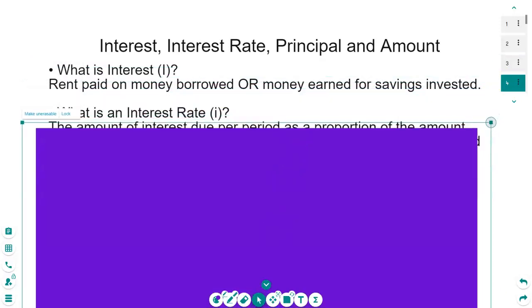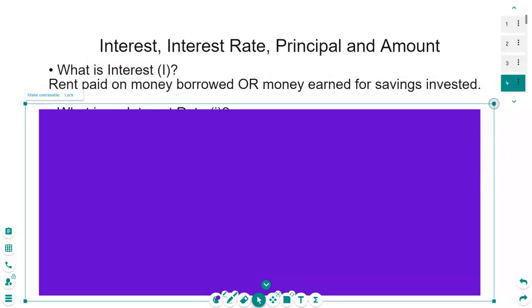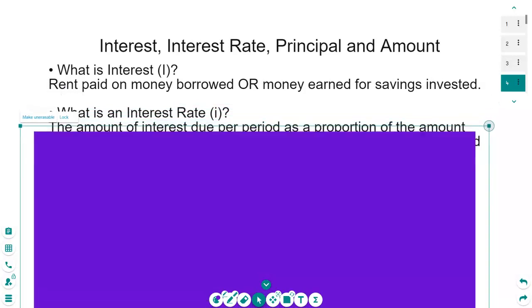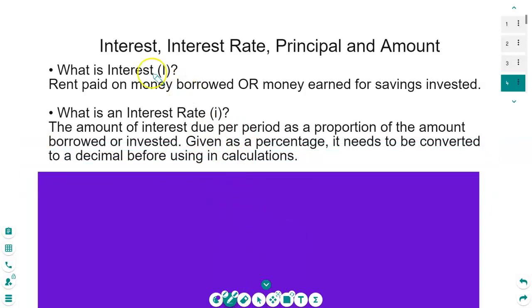Let's check out this. So like I said, interest is like rent paid on the money you borrow. Okay. And interest rate. So don't get this capital I mixed up with the little i when we come to the simple and compound interest formulas. So interest rate is little i, and you might be given an interest rate of say 3%. All right. The interest rate is the amount of interest due per period as a proportion of the amount borrowed or invested. So as a proportion of that initial principal.